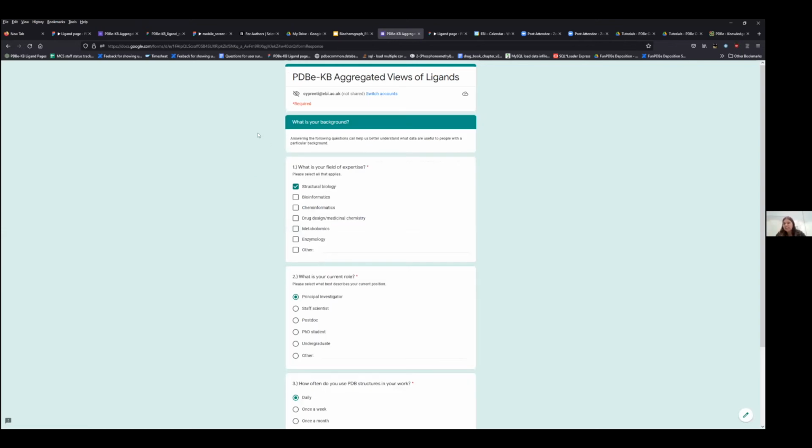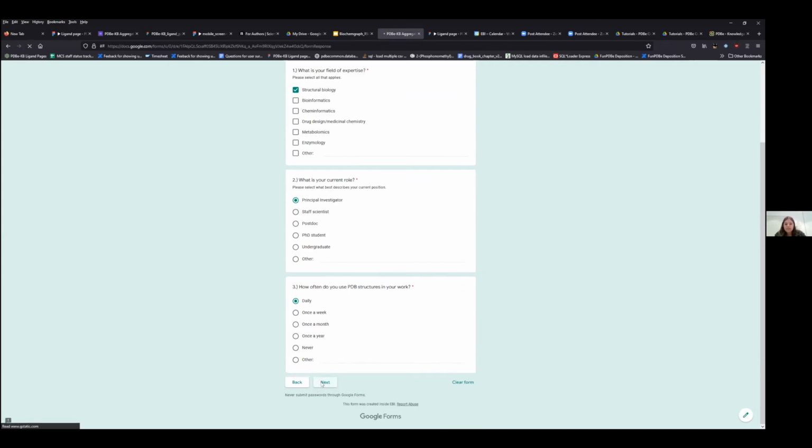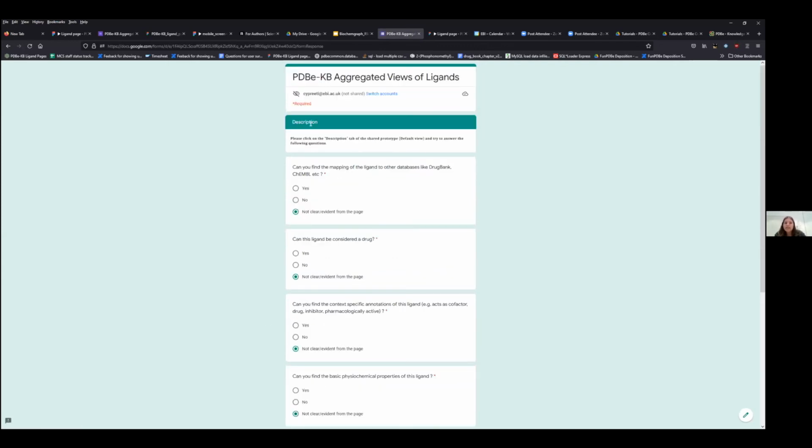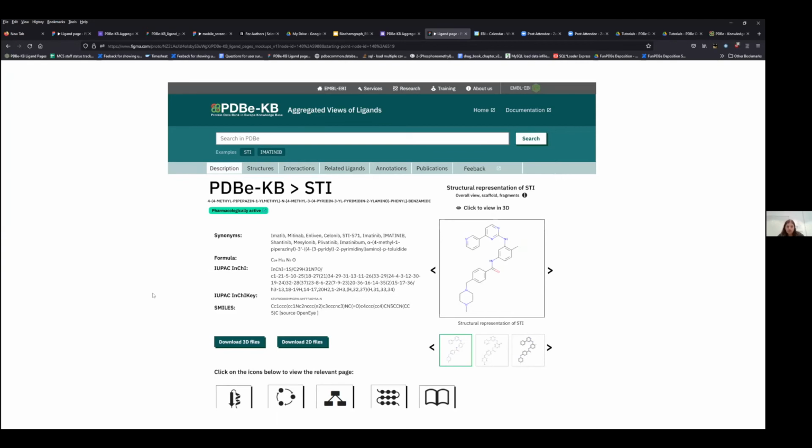The first section is just for us to know what your background is, so that we know which user category the people who filled it in fall into. But then if you go here, you can see, like, for every tab, we have a questionnaire. For example, for the description section, can you find the mapping between the ligand and other databases? And then you have this MCQ, which you can fill in, and then let us know how the entire exercise, or how the page interaction, was for you. Was the data more understandable and easy to navigate?